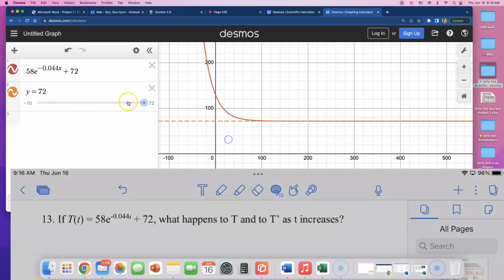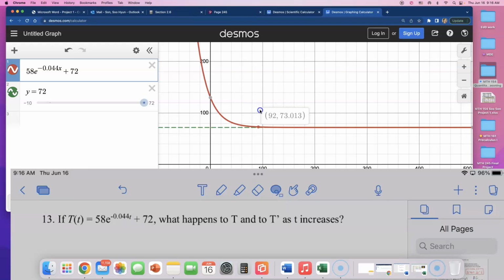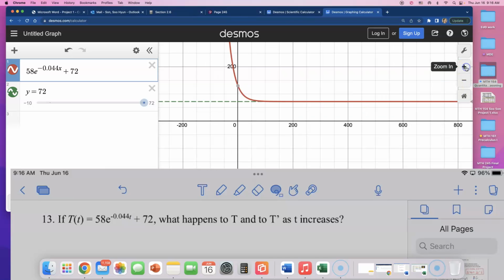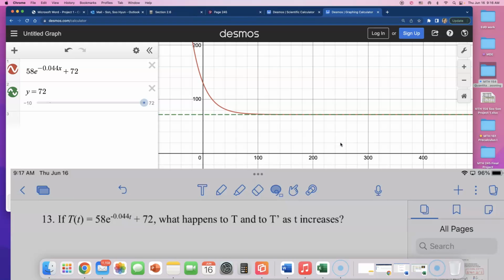So by the look of the graph, this is what I found out. As t or x increases, as the graph goes to the right side, as we plug in bigger and bigger x values, what's happening to the function? The function is getting closer and closer to 72. So I'm going to go ahead and show that using algebra or calculus. You can probably do some limit, okay?